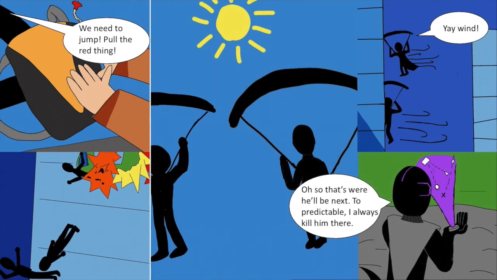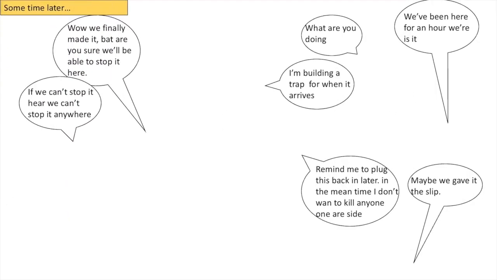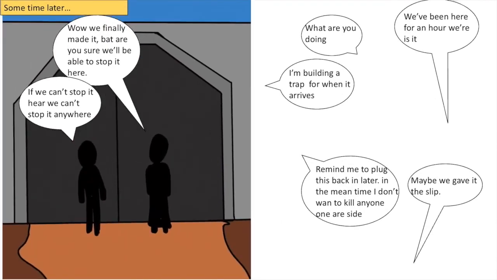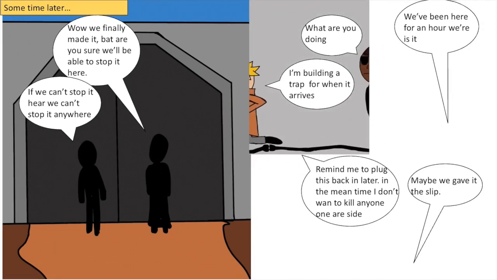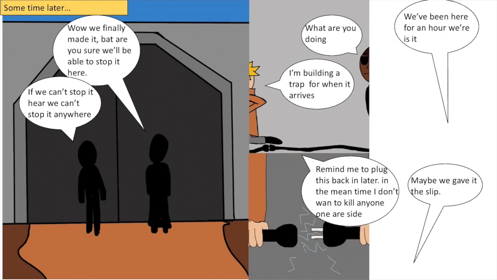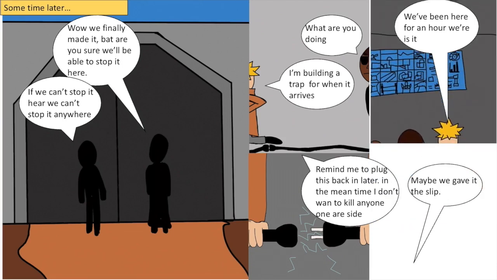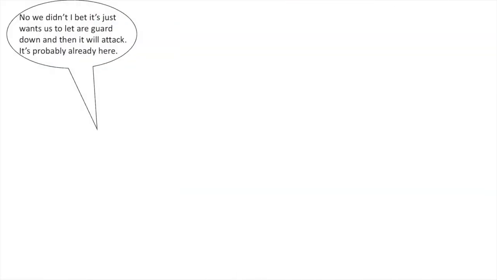Oh, that's where we'll be next. Too predictable. I always killed them there. Sometime later. Oh, we finally made it. But are you sure we'll be able to stop it here? If we can't stop it here, we can't stop it anywhere. What are you doing? I'm building the trap for when it arrives. Might need to plug this back in later. In the meantime, I don't want to kill anyone on our side. Been here for an hour. Where is it? Maybe we gave it the slip. No, we didn't. I bet it just wants us to let it go down. And then it will attack. It's probably already here.